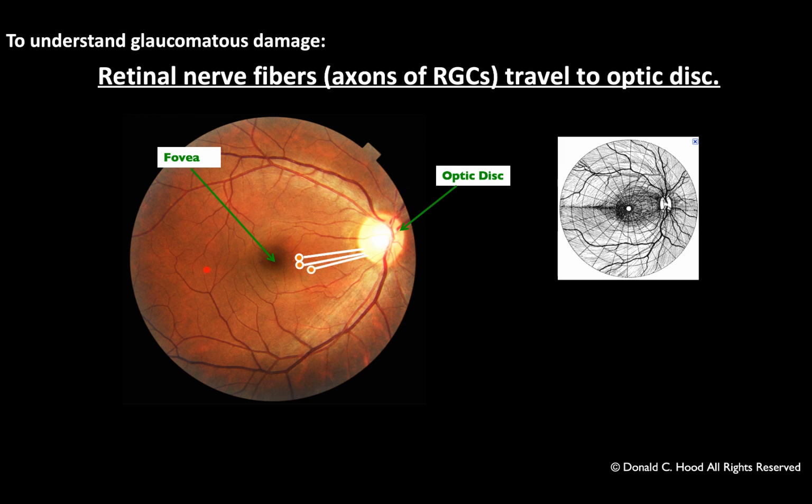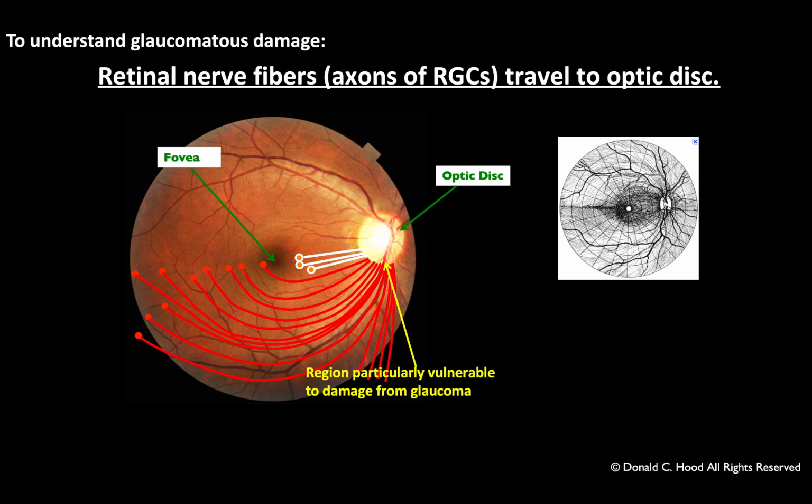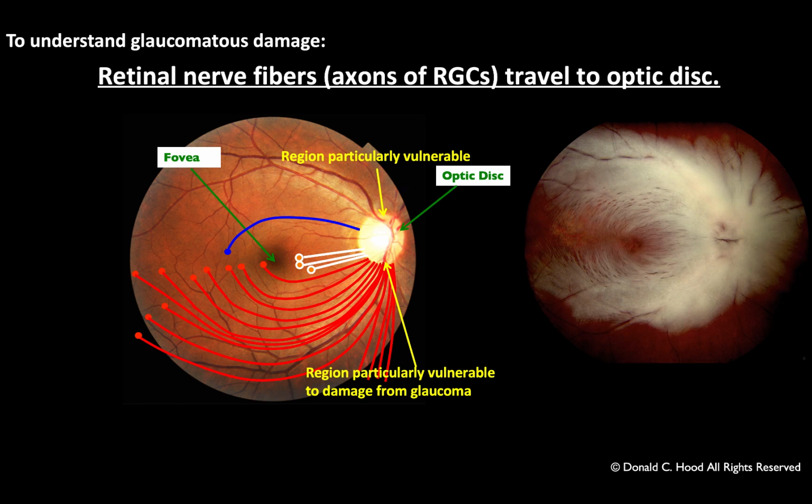The ones on the temporal side, the opposite side of the fovea, their axons arc around and avoid the fovea, and they bunch up here where they meet with axons from other parts of the eye, and this is a particularly vulnerable place for glaucomatous damage. Same thing up here. I'm not drawing in all the different bundles, but same thing, that's a vulnerable area. So this is a nice illustration of that.